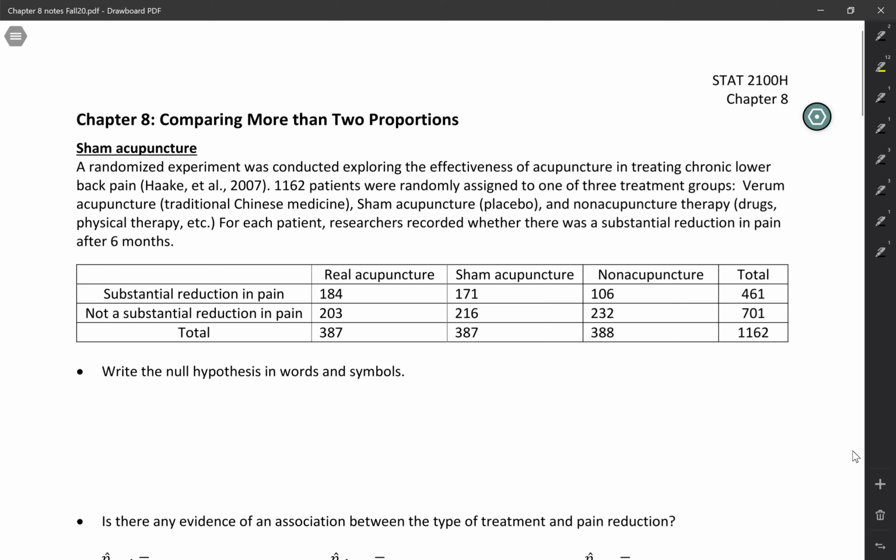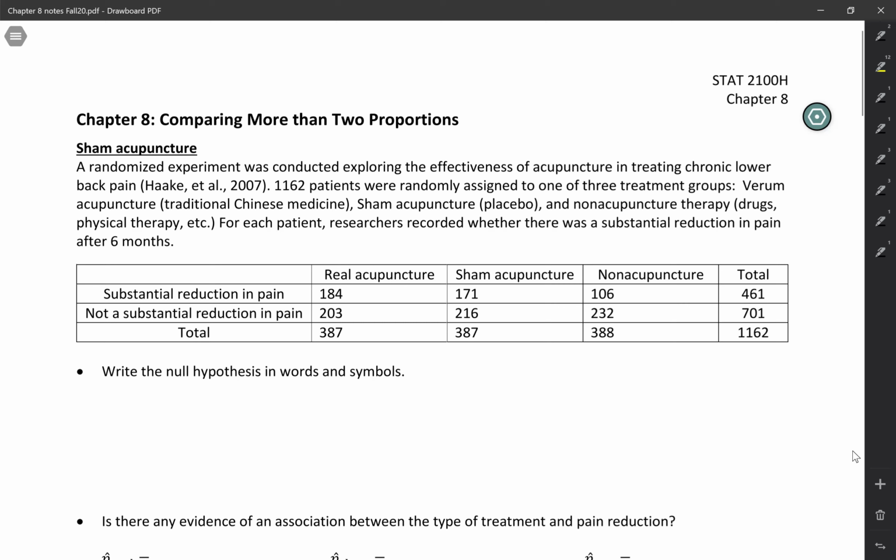One was assigned to sham acupuncture, which, if you're wondering what that is, there's still needles involved. It's still safe and clean. That should be important to mention. But basically, they're not targeting specific areas like they would be in real acupuncture. So this is the placebo.